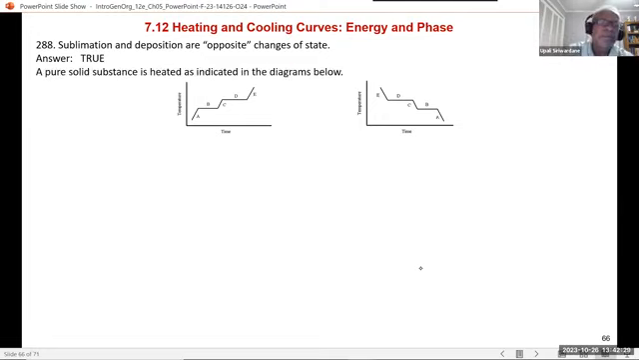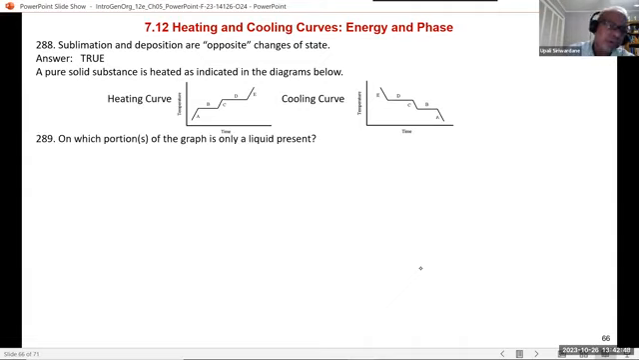A pure solid substance is heated as indicated in the diagrams below. First is a heating curve. Second is the same curve as a cooling curve. The question you asked is related to these diagrams, heating curve and cooling curve. Which portions of the graph are only when a liquid is present?